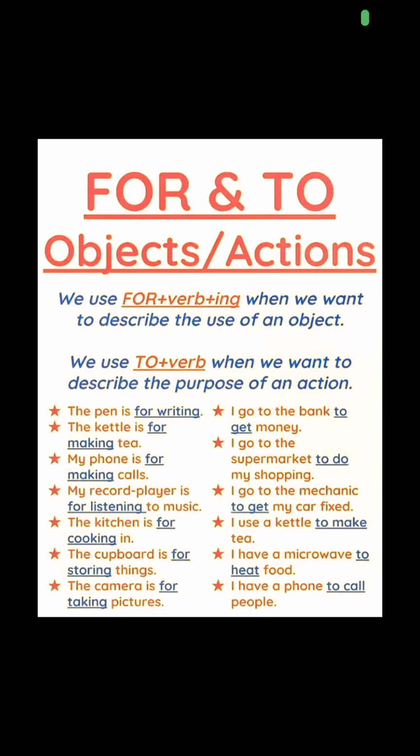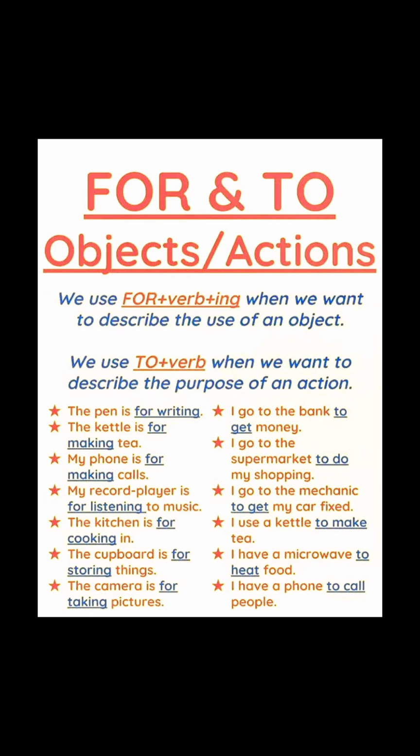In this video, let us learn how to know when to use for and when to use to. Now, we use for and to for either objects or for actions. We use for with a verb which has got ing with it when we want to describe the use of an object. So, when we have to describe the use of an object, then we use for. Okay, and the verb, that means the action word in the sentence, will be in ing form.